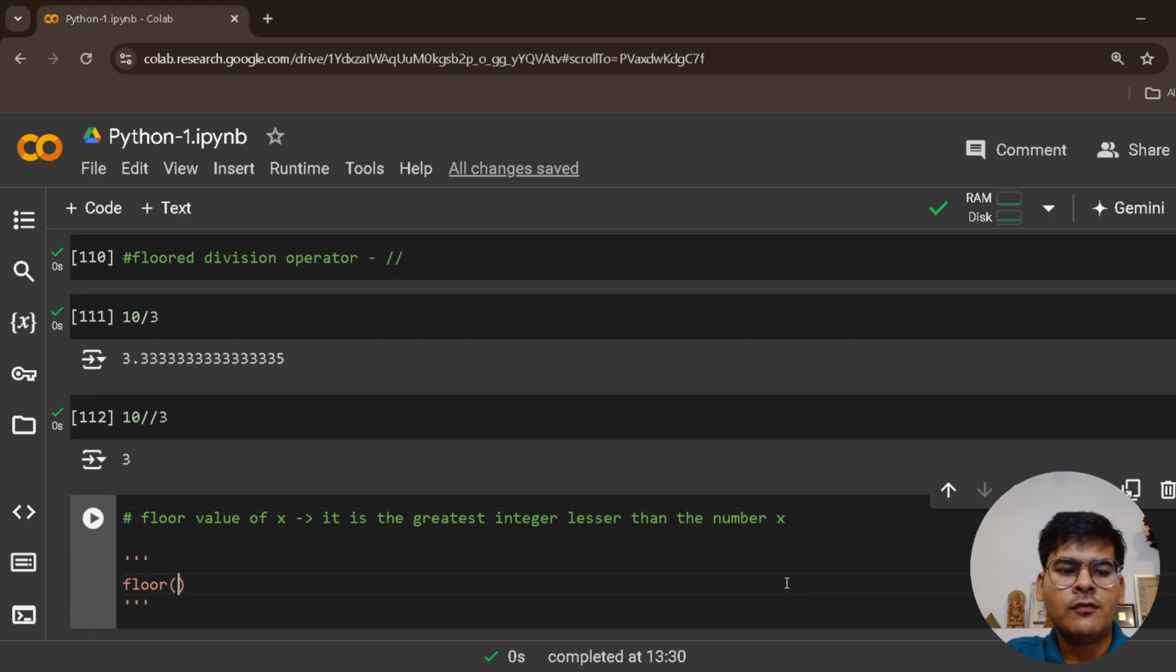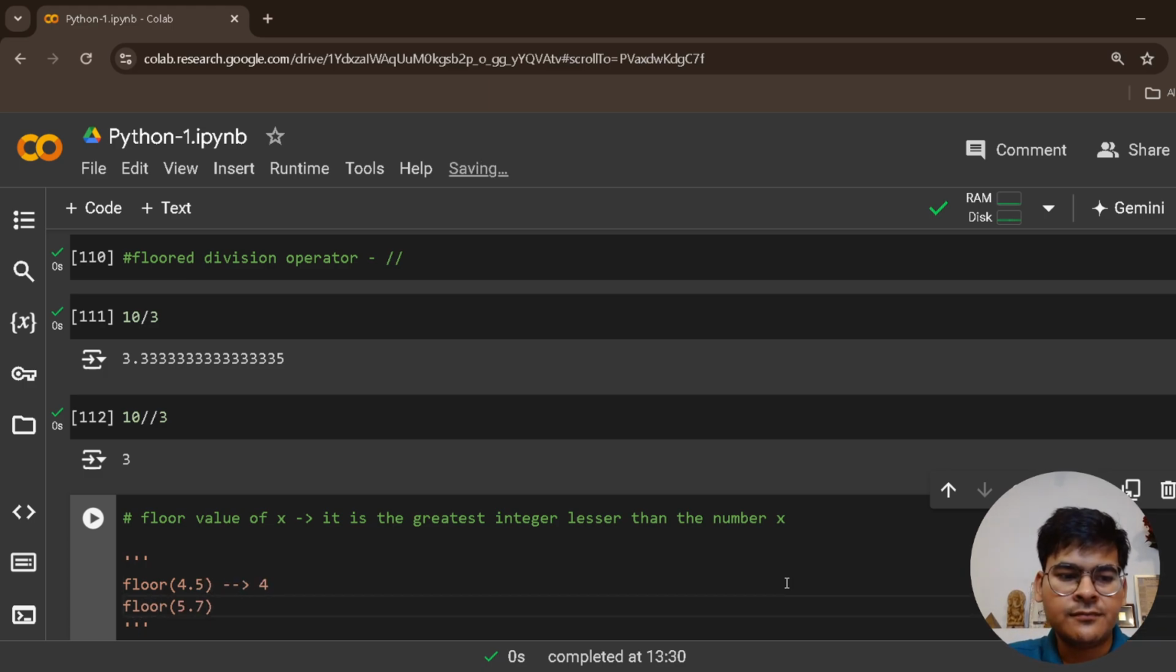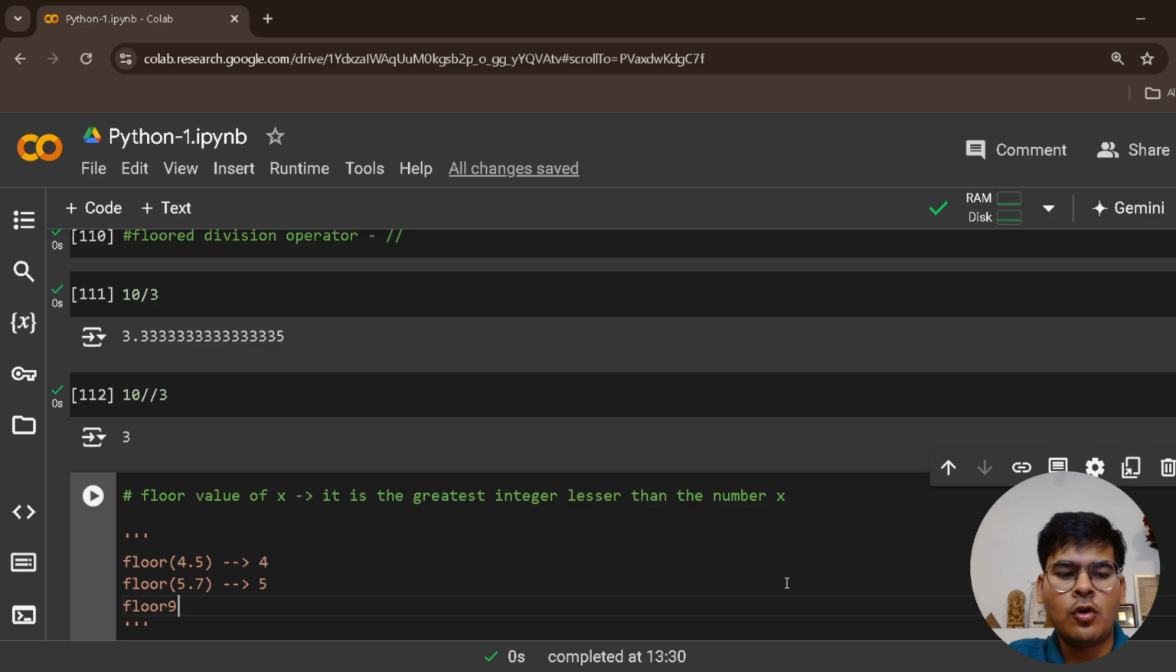Okay, so for example, floor value of 4.5 will be 4. Floor value of 5.7 will be 5. Many people have this misconception. They think that it will always give you the rounding off. No, it will always give you the lower bound. Floor of 3.4 will actually give you 3.